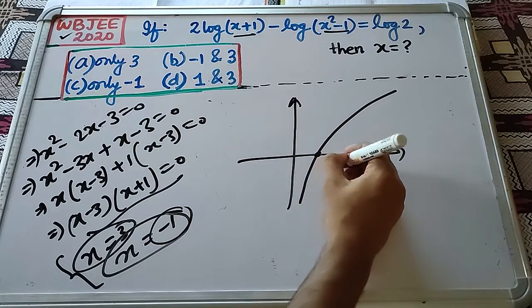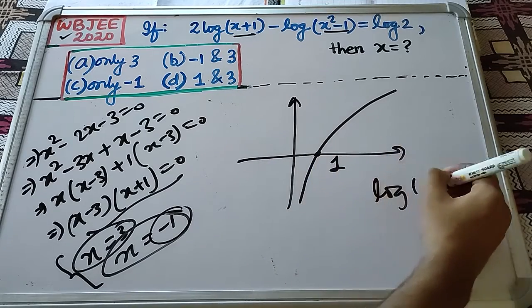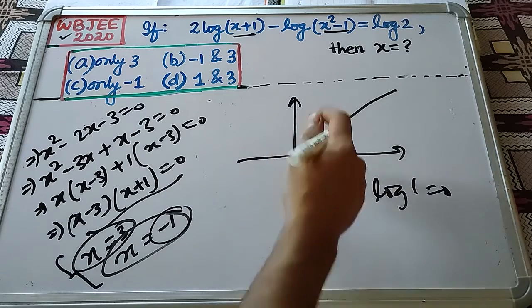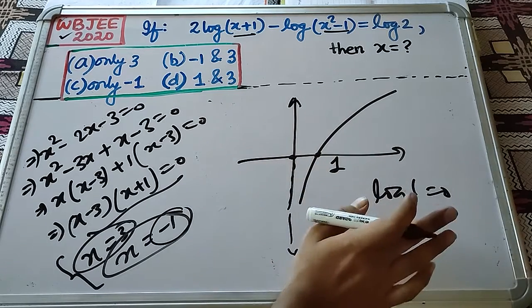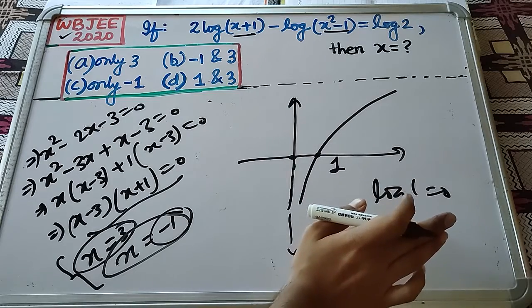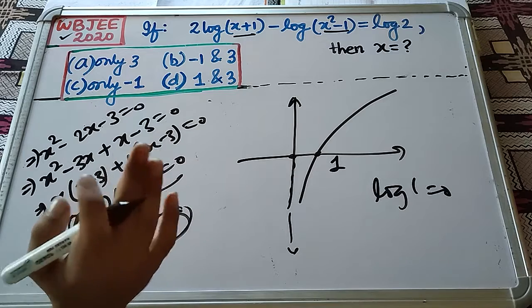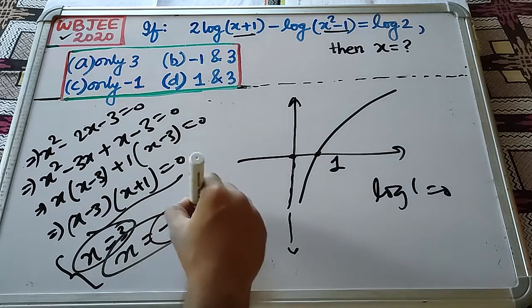This point is actually 1 because log of 1 is 0. And if you see log of 0, this is no real number; this is actually tending towards minus infinity. So that is not our point of discussion over here, but log of 0 is not defined. 0 is not in the domain of log, therefore we omit this option.